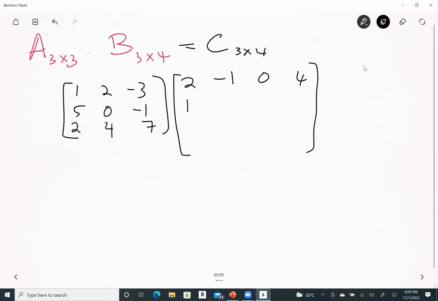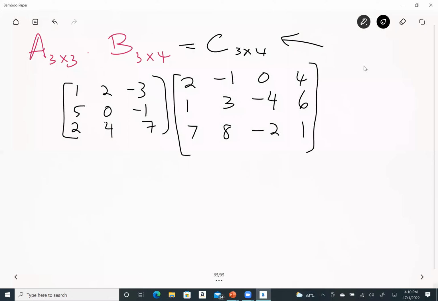1, 3, negative 4, 6, 7, 8, negative 9, 2. No need, let's just do 2. This doesn't need to be big, right? Easier to multiply. So negative 2. And here 1. Easy like that. Alright, so here you have 3 by 3. And then I have 3 by 4. So you can multiply. You will get a matrix C 3 by 4.